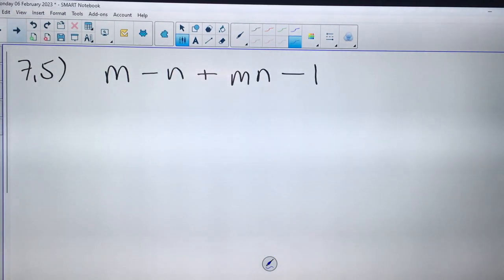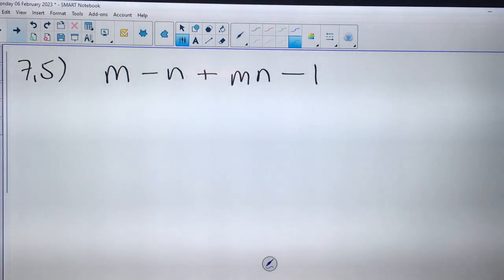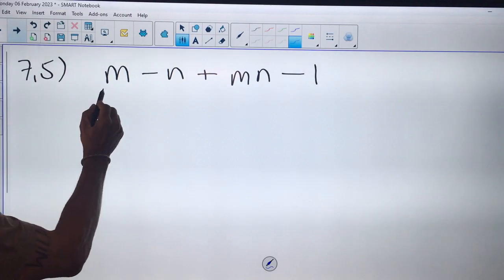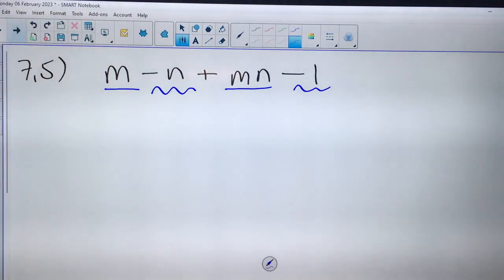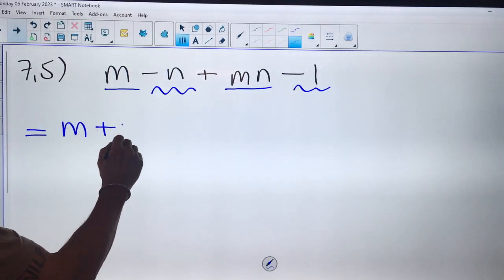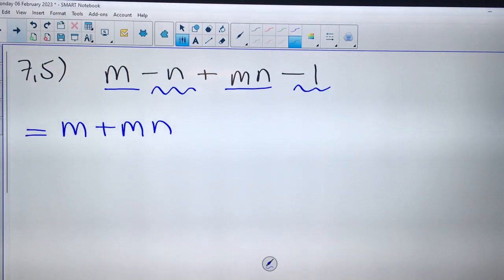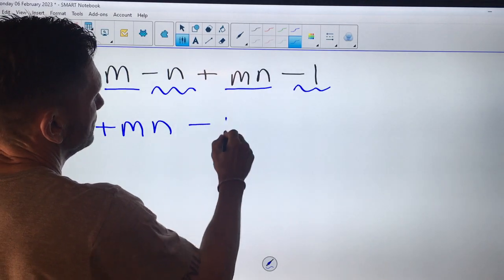Okay, 7.5. Again, here we're dealing with 4 terms. So that means grouping again. But you will notice that if I group the first 2 together, there's no common factor. So I'm going to rearrange them so that I have these 2 together and those 2 together. So I'm just rearranging them. M plus Mn.